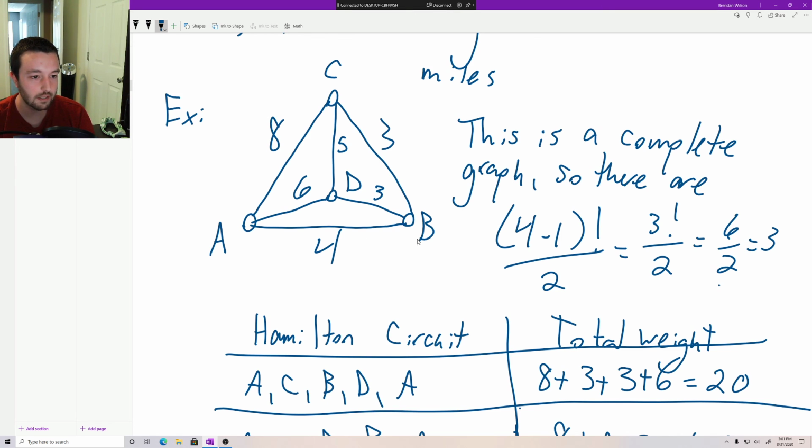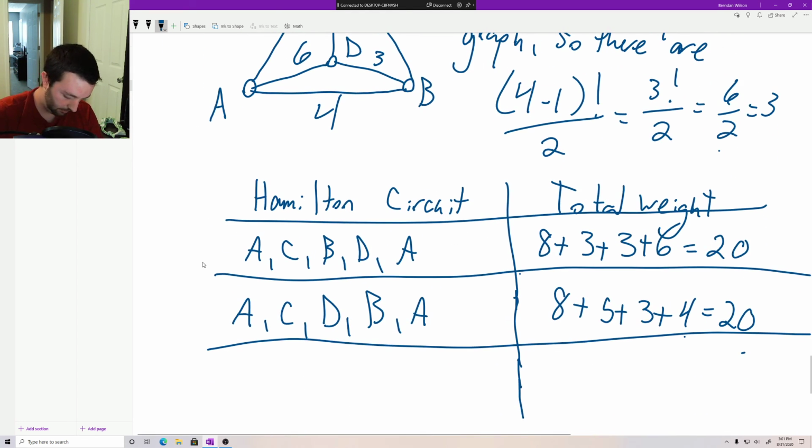See, things like A, B, C, D, A. Well, yeah, okay. We could do A, D, C, B, A. Or how about this? A, D. No, that would be the same. All right, what about A, D, C, B, A? Is that different? A, D, C, B, A.